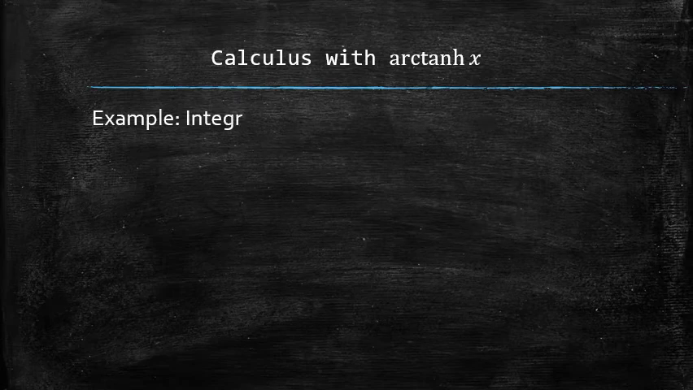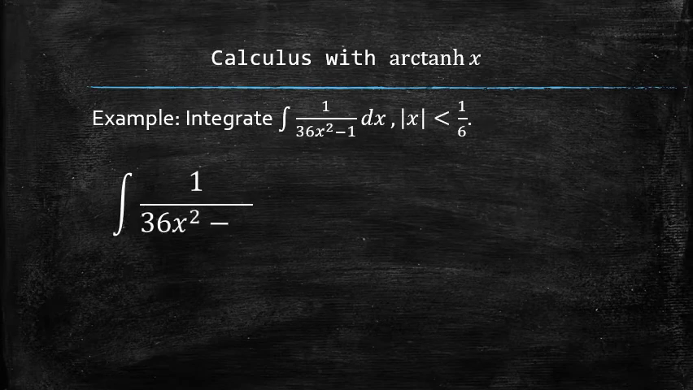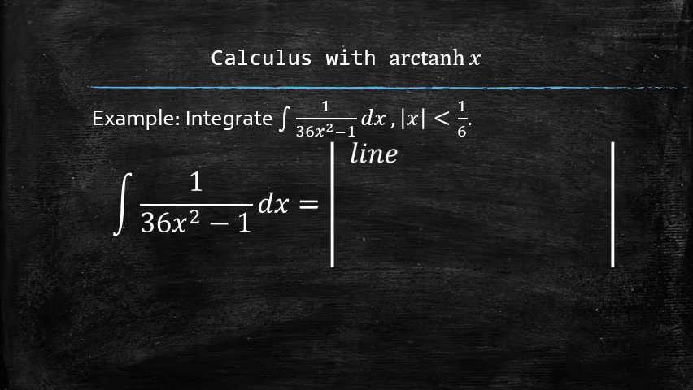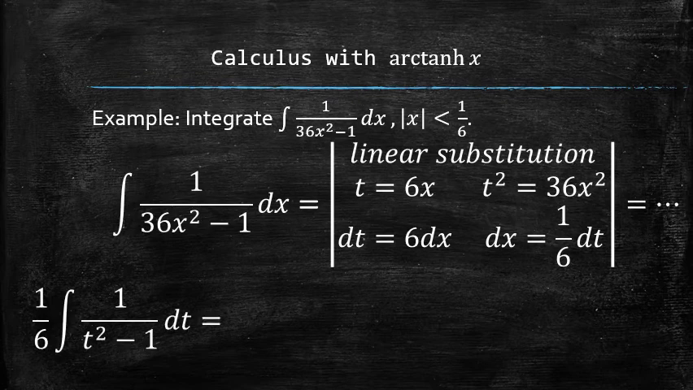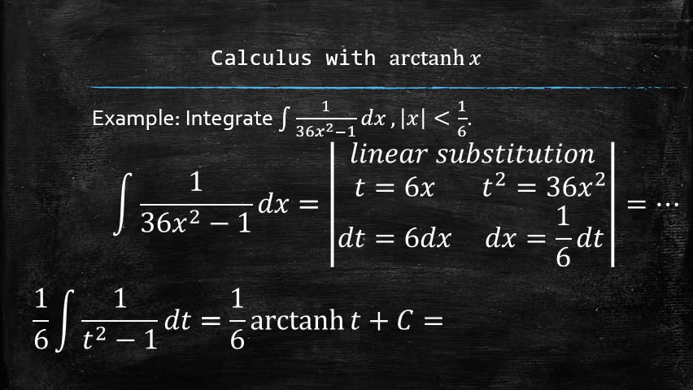Let's do another example, this time of a linear substitution. We set up the linear substitution by setting t equal to 6x and finding the differential of t and expressing the x in terms of the t. As a result, we have a simple indefinite integral in terms of t. We continue with the integration process by finding the antiderivative and replacing t with the original function.